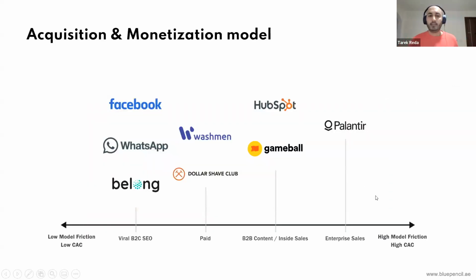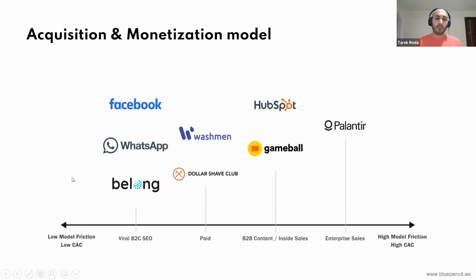All right. Another thing that ties into your acquisition, basically what channels you would go after, what acquisition channels you would work with, is your monetization model. Again, that's one of the factors, not the only one. But you can look at this in terms of a spectrum. On the far left, you have companies with low model friction. When I say low model friction, I mean that for the user to experience the product and the value of the product, there is minimal friction.